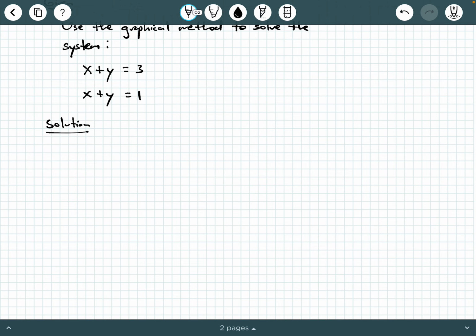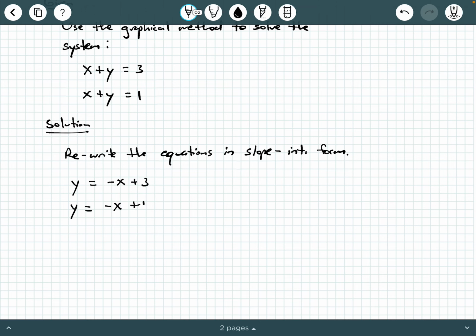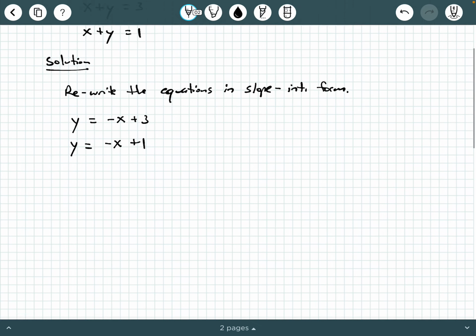So if you've watched the previous example videos on the graphical method, what we typically find most convenient is to rewrite the equations in slope-intercept form. So if we rewrite them, our first equation becomes y equals negative x plus 3, and our second equation becomes y equals negative x plus 1. Now we are ready to conveniently graph this system of equations.